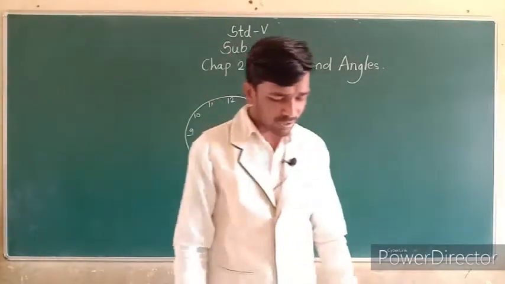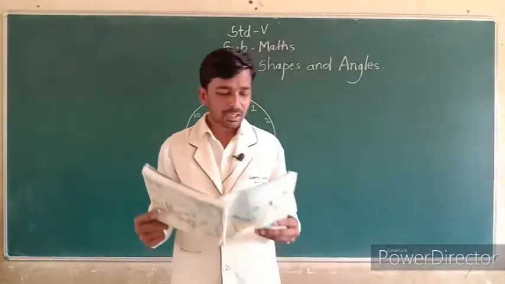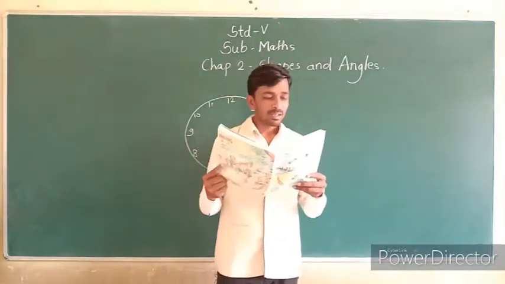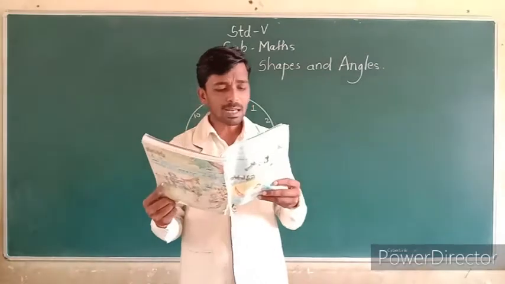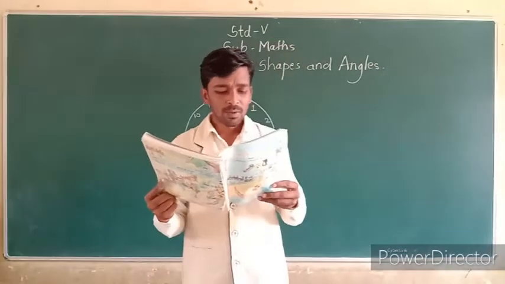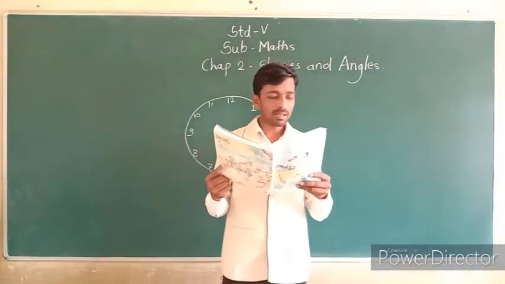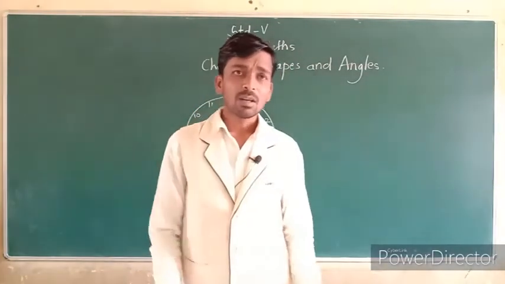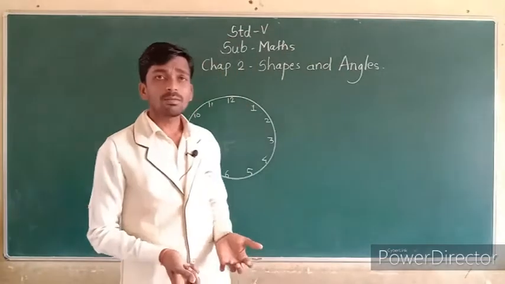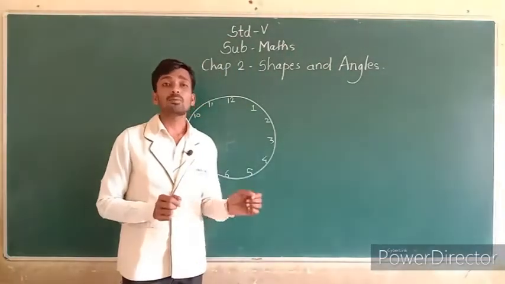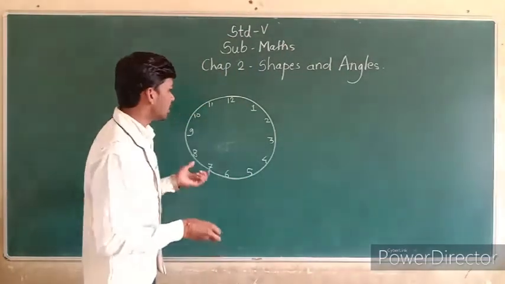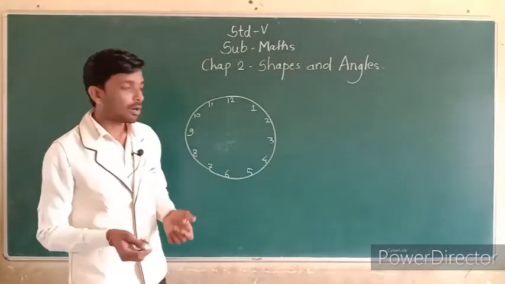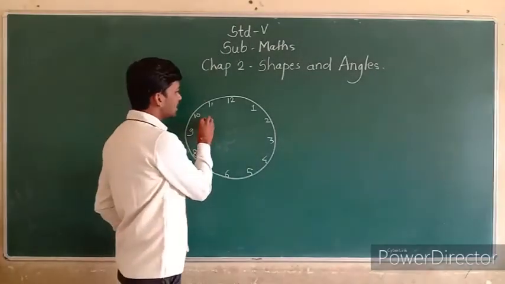Here they give us 3 clocks, and in those clocks you can draw. There are many times in the day when the hands of a clock make a right angle. Now you draw some more. When a right angle forms, you can draw 9 o'clock, 3 o'clock. Otherwise, you can draw like this.